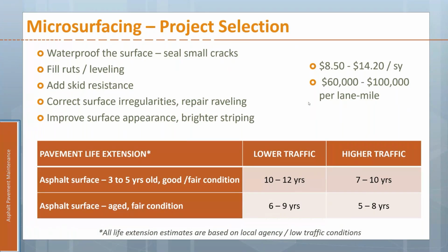So life extension, you can see we're giving it a little more oomph. We get a little bit more out of it. So in our lower traffic setting, a good to fair condition roadway, 10 to 12 years. Aged fair condition, probably 6 to 9 years. Then for higher traffic, you'd bump that down just a bit.